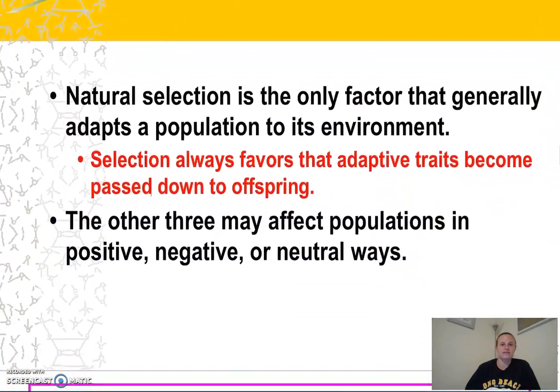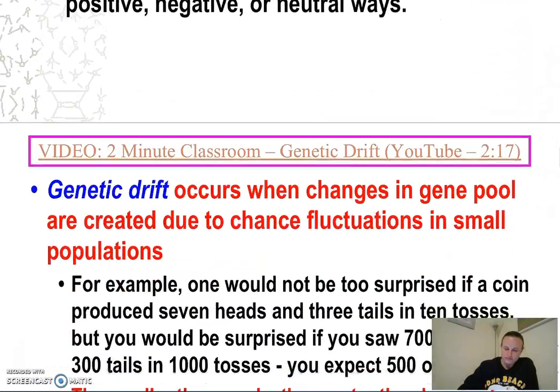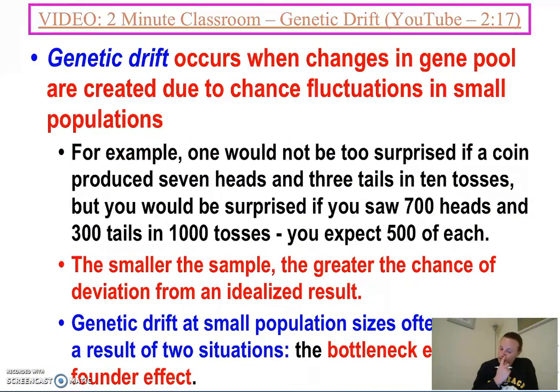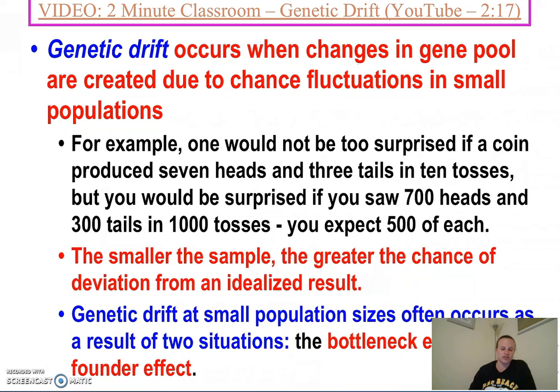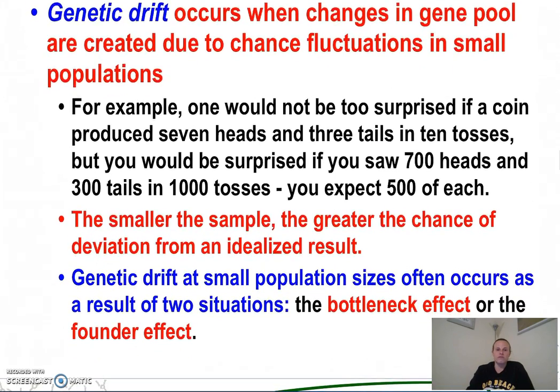therefore evolution has occurred. Natural selection is all about Charles Darwin. It is how the best traits are selected for, which is completely dependent on the environment, and it's the only condition that favors a positive outcome. Genetic drift occurs when there are changes in the gene pool that are created due to chance fluctuations in small populations. When I have a smaller sample, then there is a greater chance of deviation from an idealized result because in a smaller sample, there's going to be a greater impact.